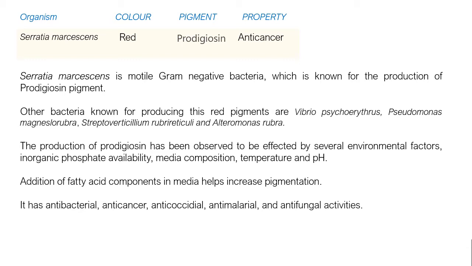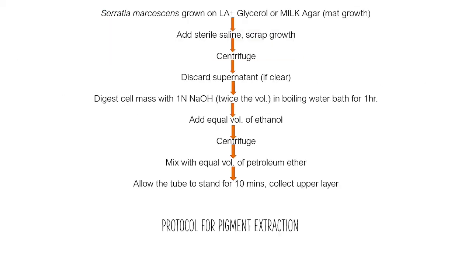Prodigiosin is widely studied and widely used as it has good properties like antibacterial, anti-cancer, anticoccidial, anti-malarial, antifungal, etc. Prodigiosin is also widely used in food industries, pharmaceuticals, and in textile industries. Okay, so this is the protocol for pigment extraction, in the general structure of the protocol.